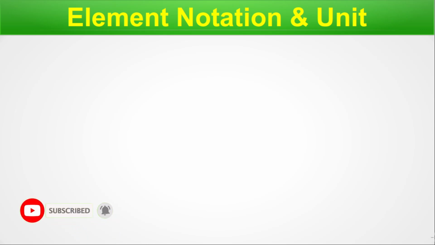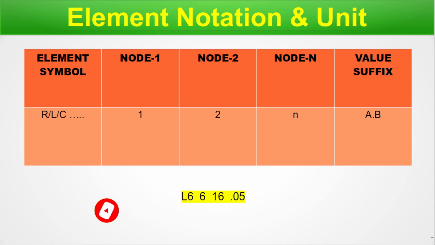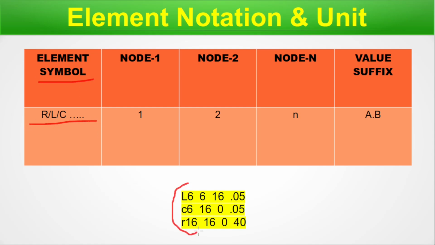Element notation and unit. Now this is a table, and there are 3 examples. Let me first point out the element symbol. Here you can see RLC. Now you can see L, C and R. These belong to inductance, capacitance and resistance. And there is a number. Generally, if there are 10 inductors, there will be L1, L2, L3, up to L10. That is how they are named.